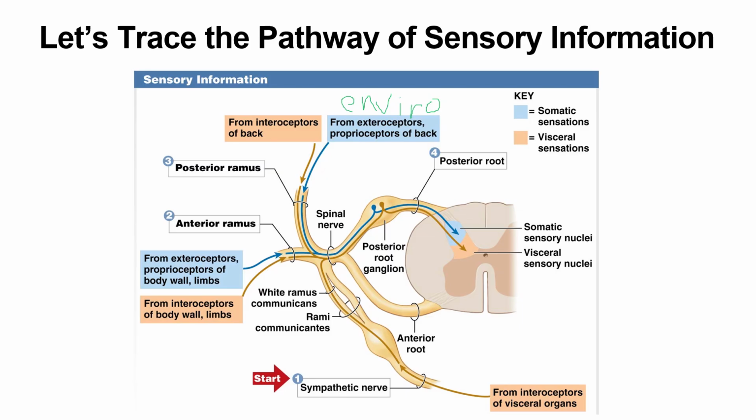Enviro, meaning environment. That is what we are picking up on with exteroception, so stimuli outside of us. When it comes to interoception, we are talking about stimuli from within our own body. And then proprioception, this is the type of sensory information that refers to where our joints are positioned in space without actually having to look at them.